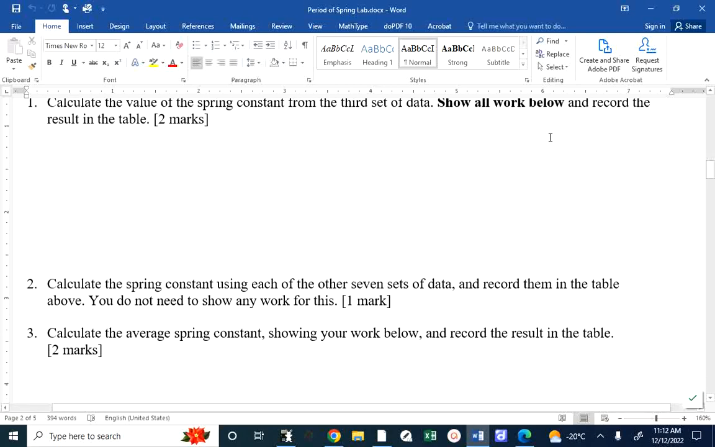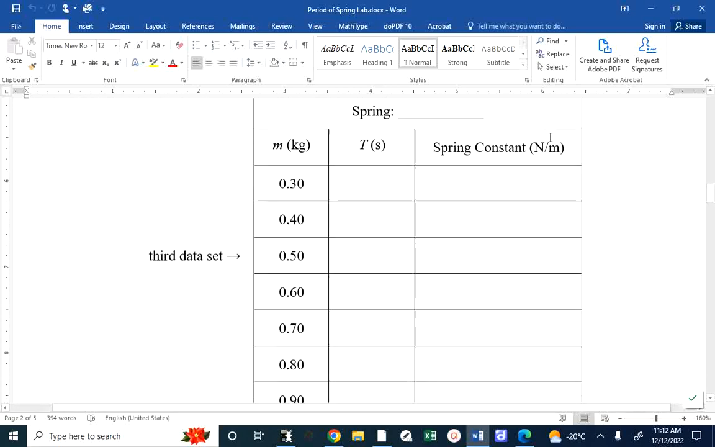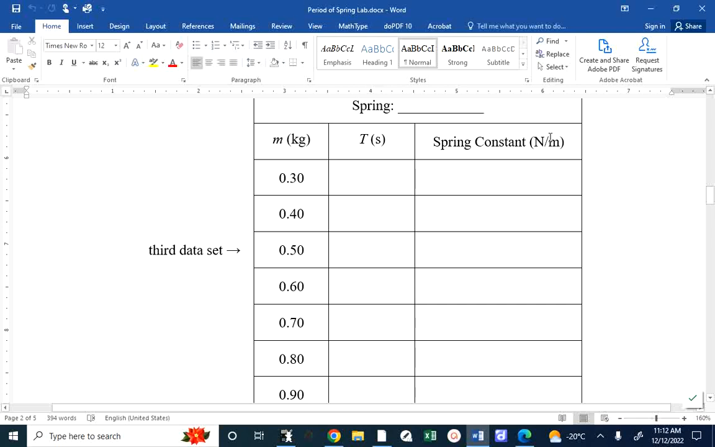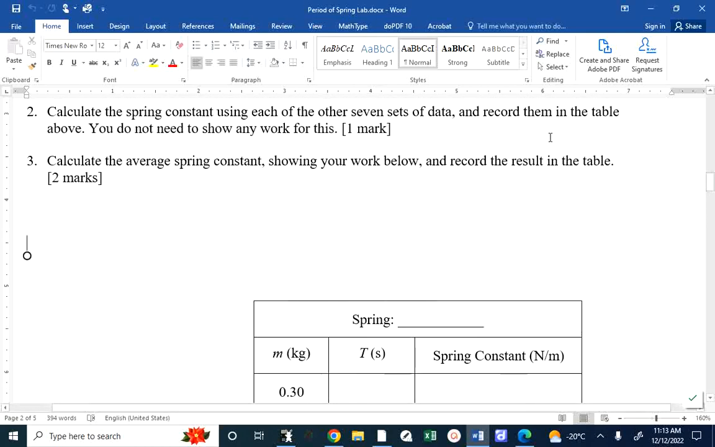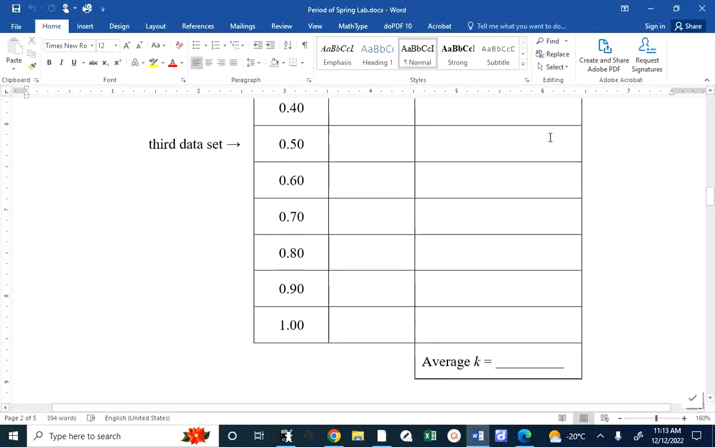Number 2 says calculate the spring constant for the other ones, so you're going to populate this table with the results of your experiment. I don't care to see your calculations for that. Number 3, what's the average spring constant? I do want to see how you calculate the average. I know you know how to do it, but I want you to write it down. And record the average here.